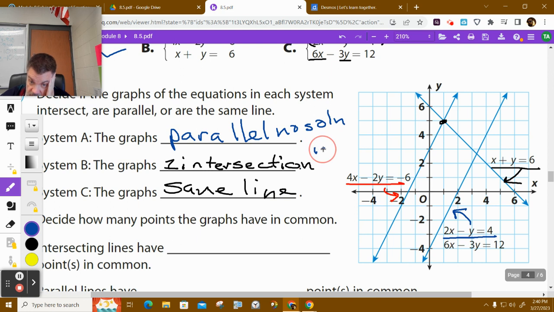This one has one solution. This one has infinitely many solutions.